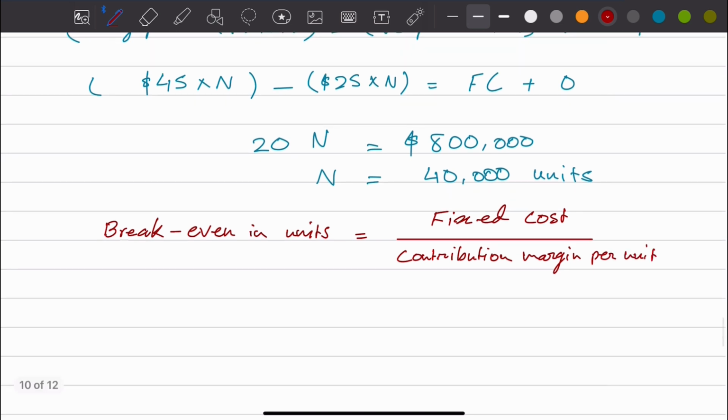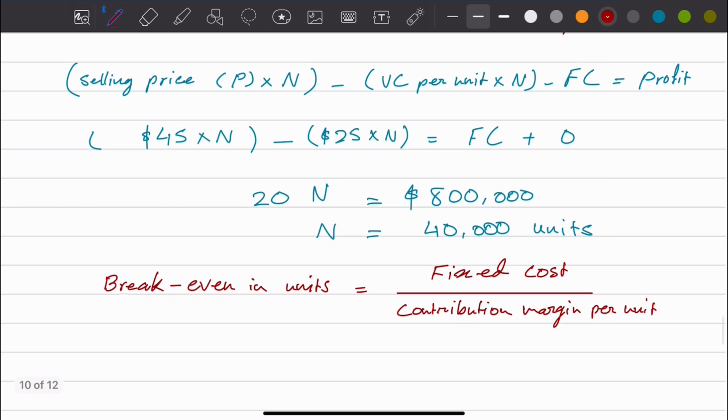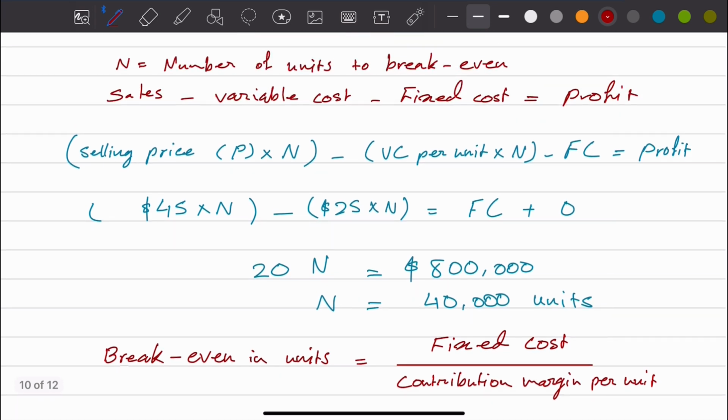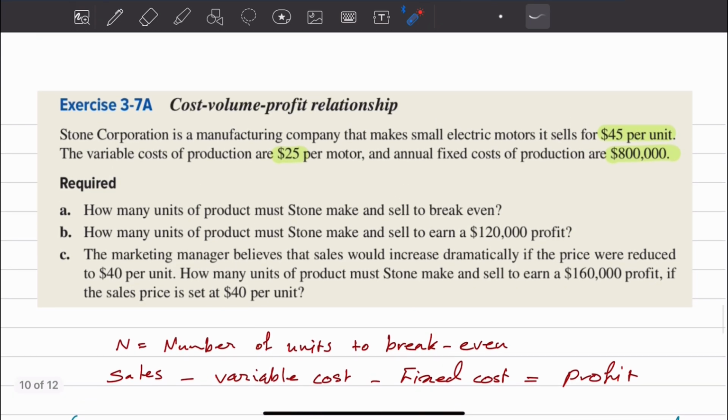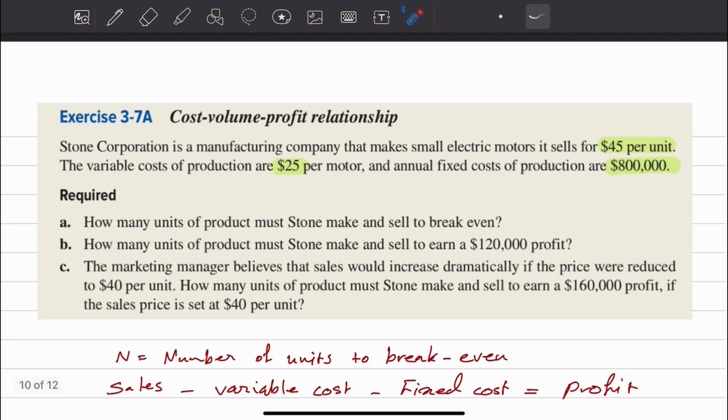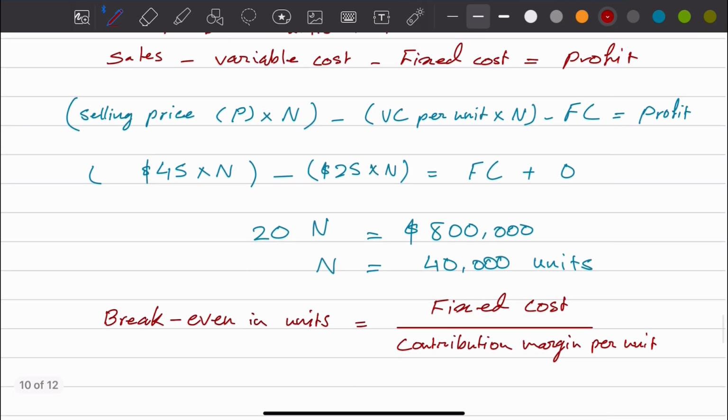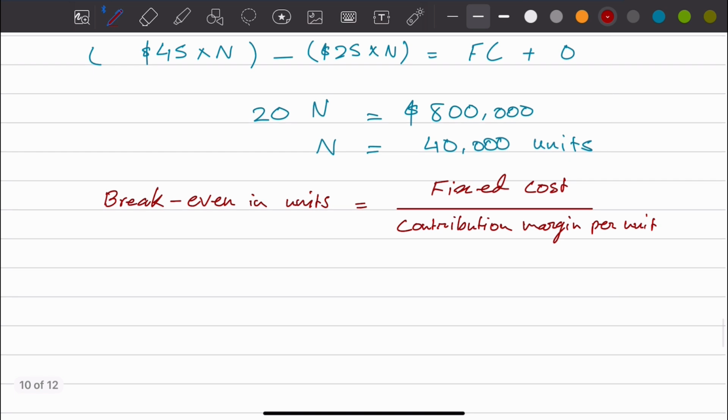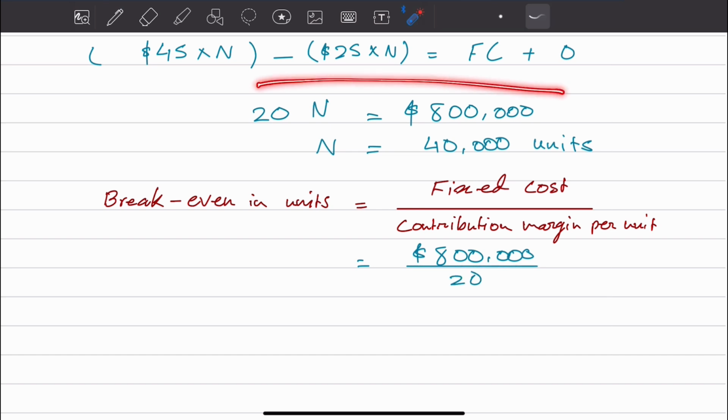And we know that we can find the contribution margin per unit by subtracting the variable cost per unit from the selling price per unit. And we have both of these pieces of information here in the question. So the variable cost per unit is 25 and the selling price per unit is 45. So that means our contribution margin per unit is 20. So the break-even in units is going to be the fixed cost, which is 800,000. Notice how this method provides us with a shortcut, divided by 20. This is the exact step we got to right here, right?